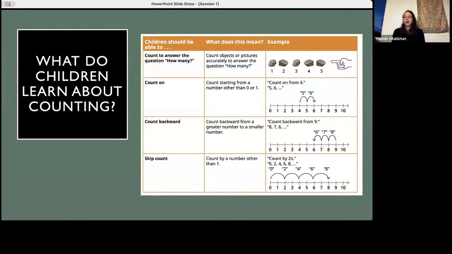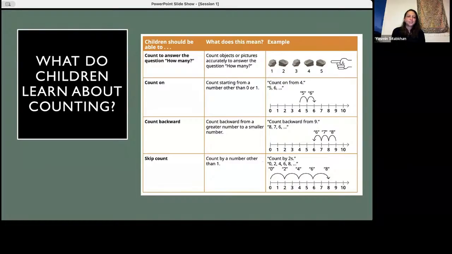And then I think we all know skip counting, where you count by twos, fours, fives, tens, all of that. A lot of these skills are rote. You can use songs, you can use rhymes, but you're really trying to build the memory for children of remembering how to count up, how to count backwards, and how to skip count, especially in the early grades.